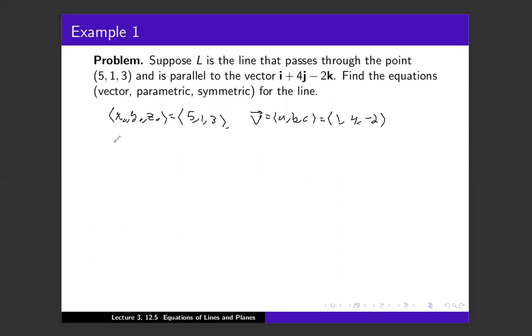In vector form, what this comes out as is r. Some people like writing r of t. There's absolutely nothing wrong with that. In fact, very soon we're going to see that that's fairly common. r equals 5, 1, 3 plus t times 1, 4, negative 2. That's the vector equation.